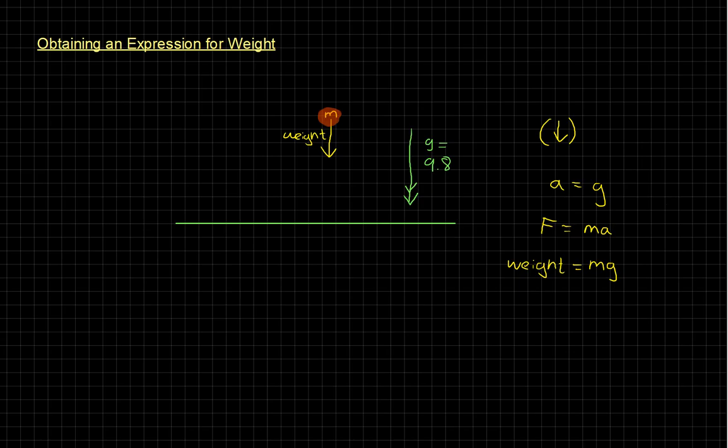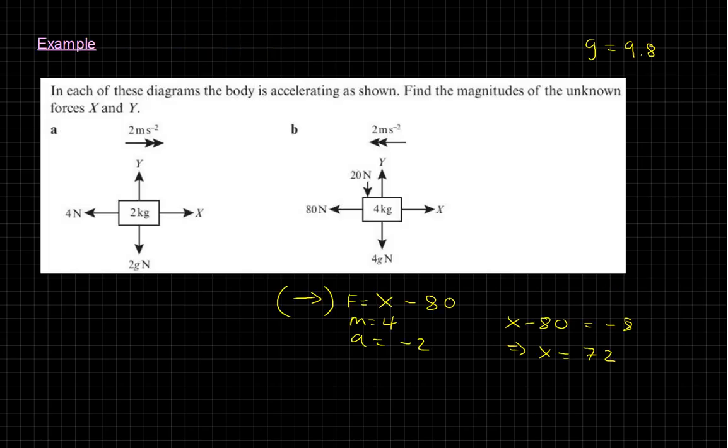So that explains why in these previous diagrams, let's just take a look at this again, this 4g is because it had a mass of 4 kilograms, and this 2g here is because it had a mass of 2 kilograms. Okay, hopefully that makes sense.